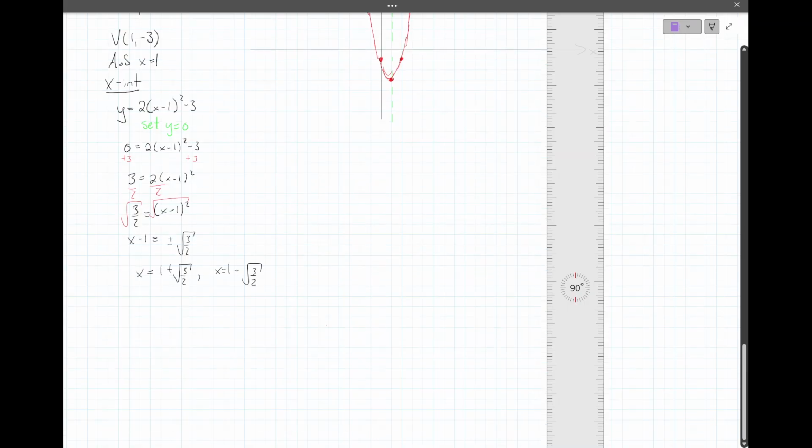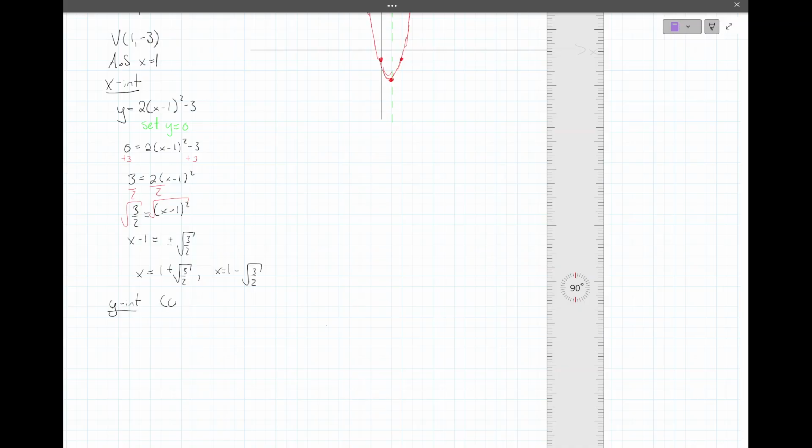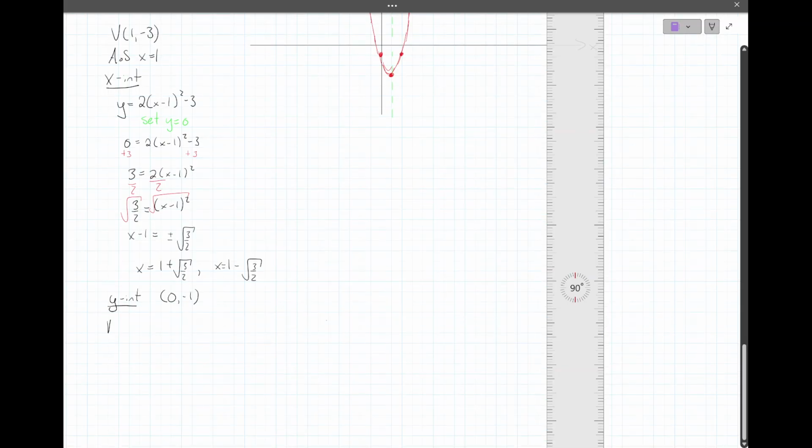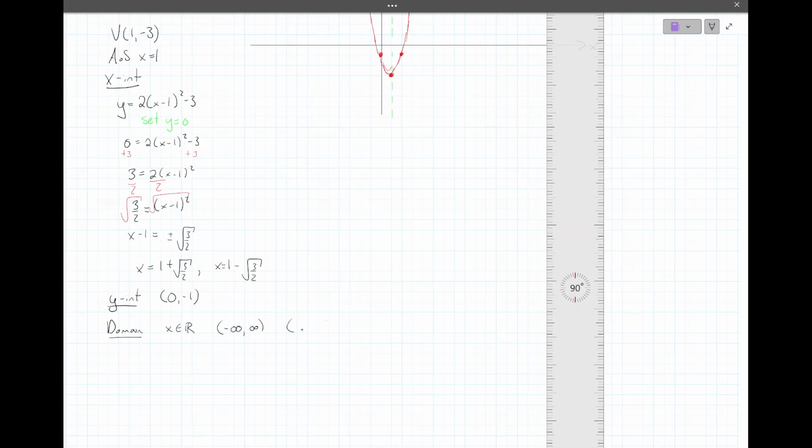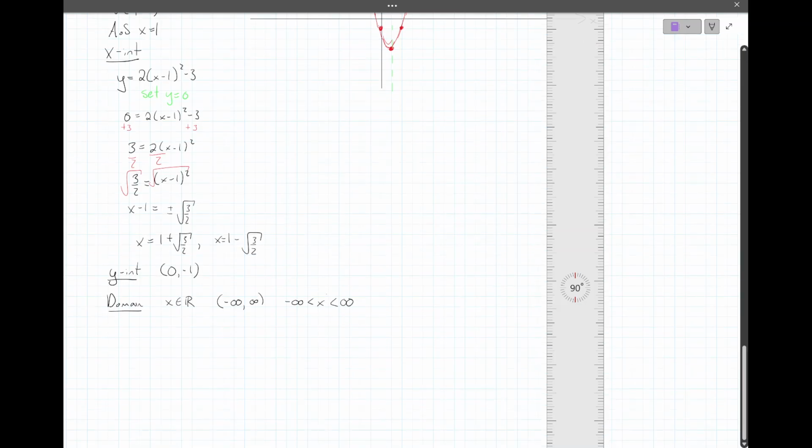All right, y-intercept, that showed up nicely. The y-intercept here was just (0, -1). That showed up in our table values really nicely. It should show up in yours. Domain here was x is all real numbers, or it's going from negative infinity to infinity, or you could say x is bigger than negative infinity but less than infinity.